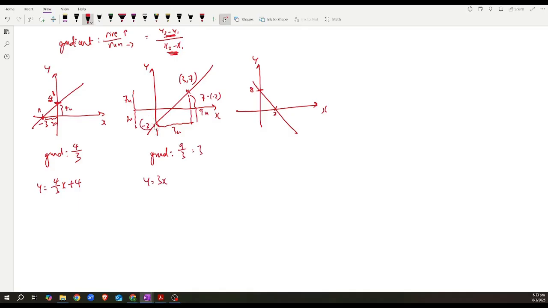And what's the y-intercept? The y-intercept is negative 2. Okay. For the last one, it's a downward sloping line. So straight away you should know that the gradient will be negative, right? Same thing, you have to calculate the rise, right?